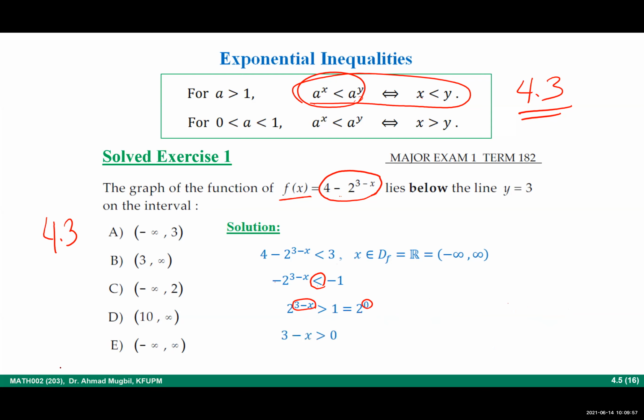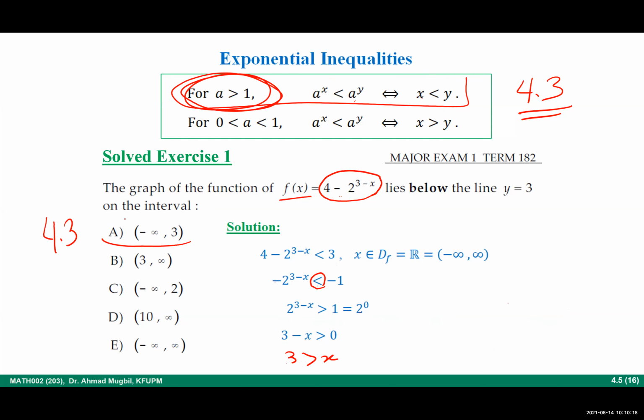Why we did that? We applied this branch, the first one, because a here is greater than 1. If it is less than 1, it will be less than. Be careful about that. Now, just move x to this side, so it will be 3 greater than x. So this means that x is less than 3. So from negative infinity to 3.